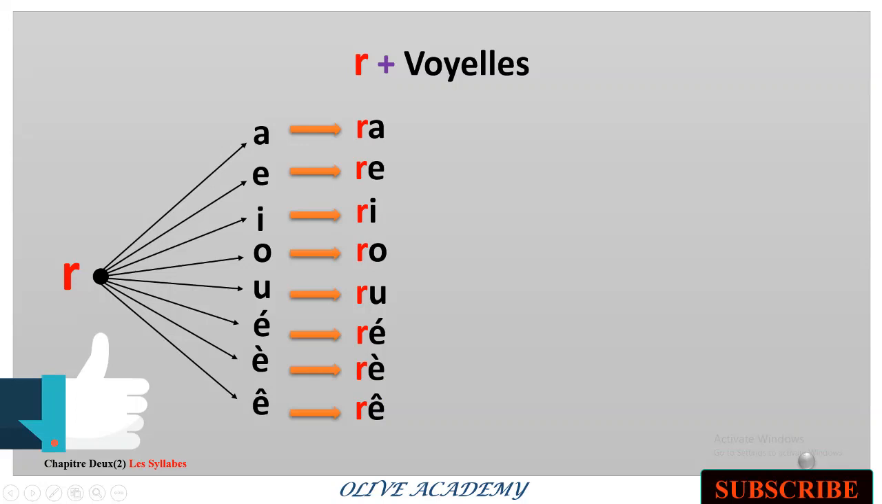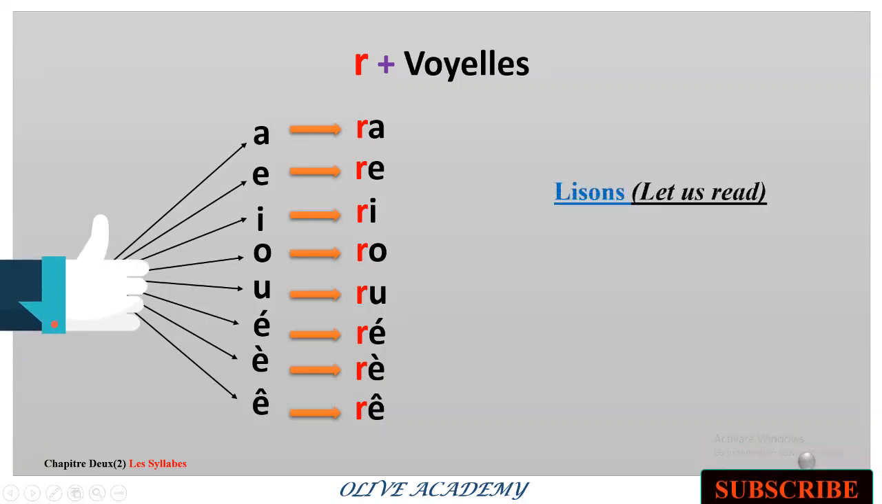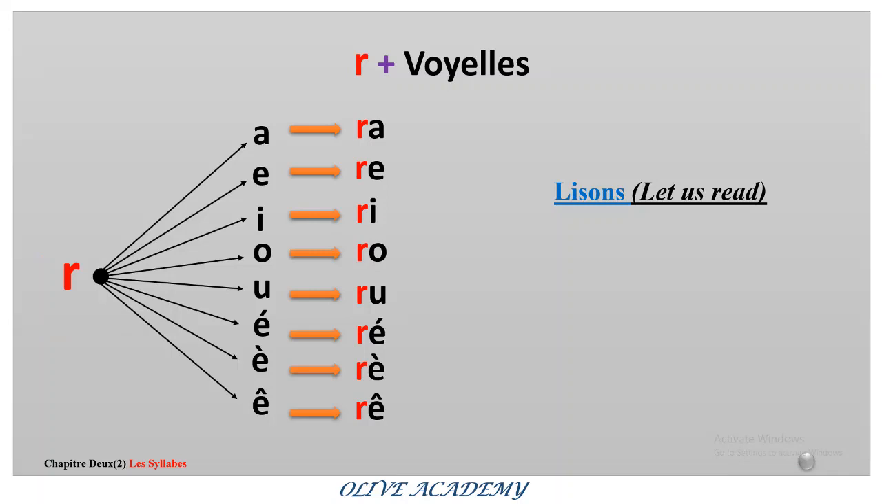Passons au test. Let's move on to the test. Lisons. Let us read. Now, comme d'habitude, mentionnez la syllabe quand elle apparaît. As usual, mention the syllable as it appears. Ready? Prêt? Bravo. Continuons. Let's continue.